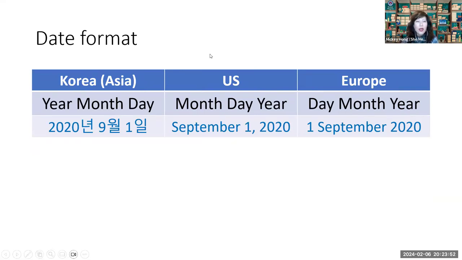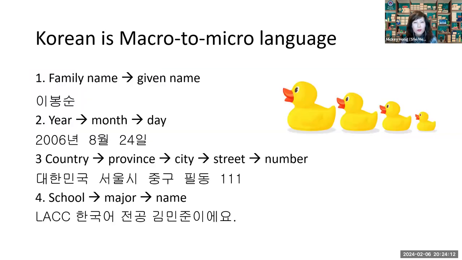So in Asia, dates are expressed macro to micro: the year, month, and day. In the US, it's the month first, the day, followed by a comma, and then the year. In Europe, it's from micro to macro: the day, the month, and then the year. No punctuation. So these are some examples of the macro to micro pattern in the language.